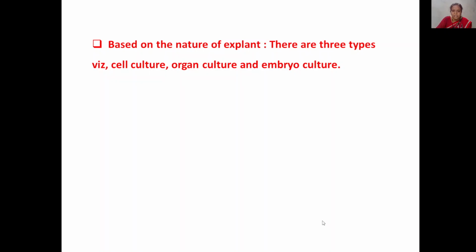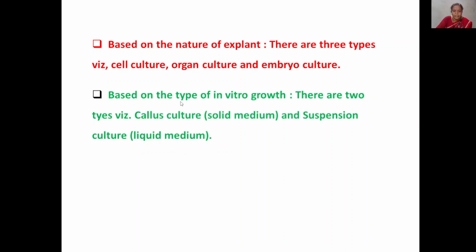Based on the nature of explant, there are three types of tissue culture: cell culture, organ culture, and embryo culture. Based on the type of in vitro growth, there are two types: callus culture, which uses a solid medium, and suspension culture, which uses a liquid medium.